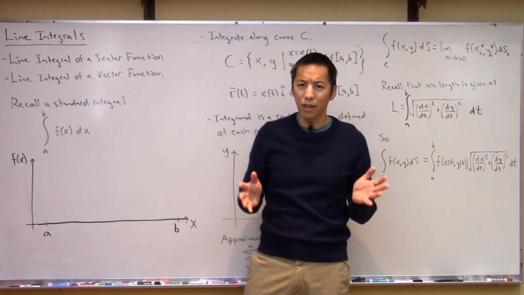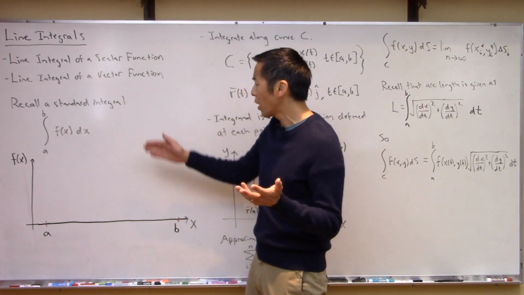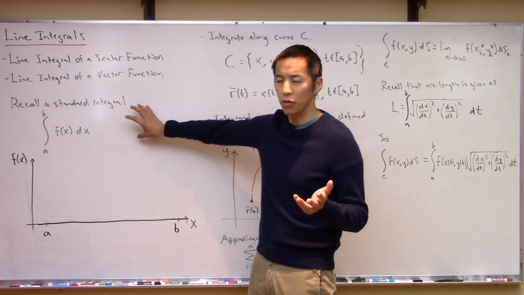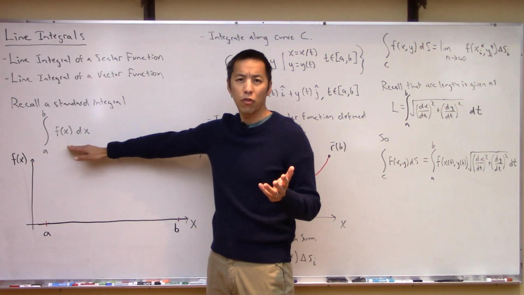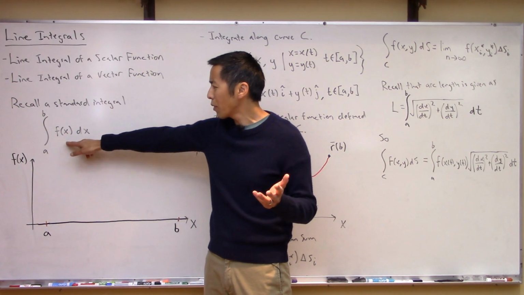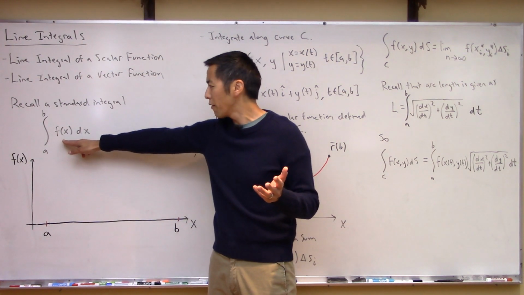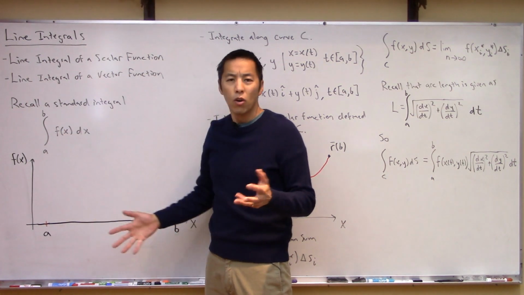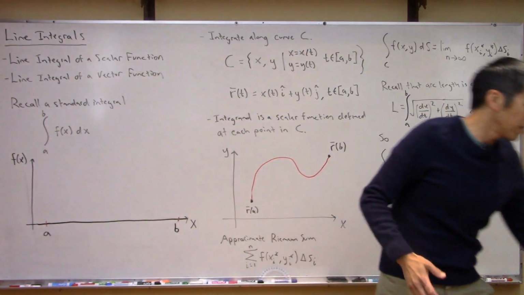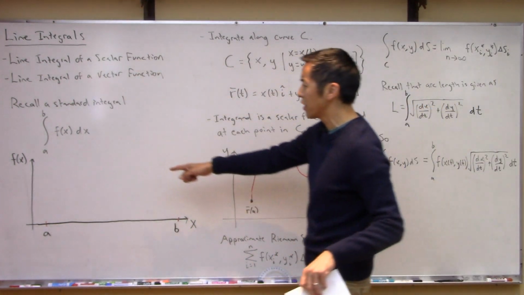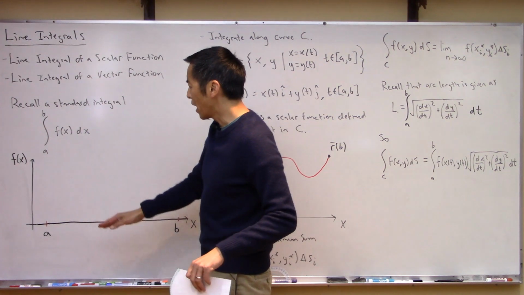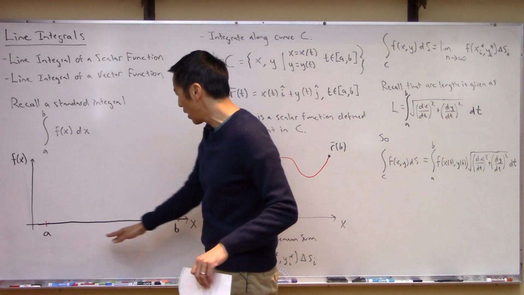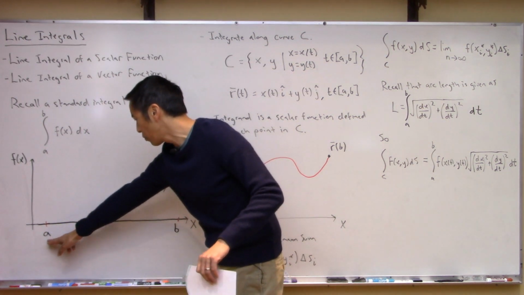The way I like to think about line integrals is, first off, why don't we just talk about normal integrals, right? So you'll remember from high school calculus that when we write something like the integral of f of x dx from a to b, what we're really talking about is we have some kind of function, in this case f of x, and it's defined over some domain of x between x equals a and x equals b.